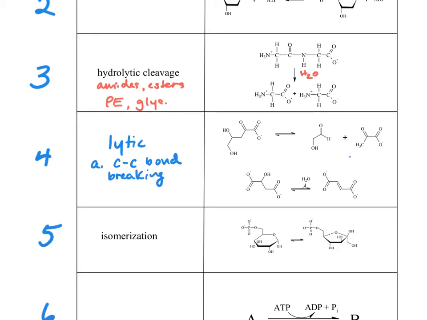We haven't done that at all in this class, even though it's really important. Take this molecule here, which is 5 carbons, break it into a 2-carbon and a 3-carbon molecule. That's a lytic reaction. They're tougher to do, but we're going to see some examples coming soon.